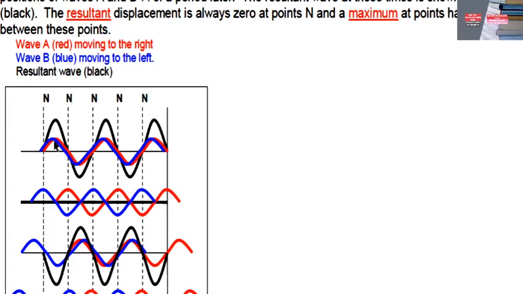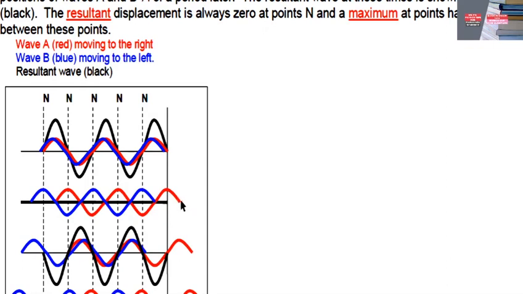So here crest meets crest, so there's going to be reinforcement. So you find that there's going to be maximum displacement there. Here again, trough meets trough, so you're going to have maximum but negative displacement. So you get this. So this is the stationary wave that is formed when t is equal to 0. Right at the beginning, you've got the stationary wave, the black one.